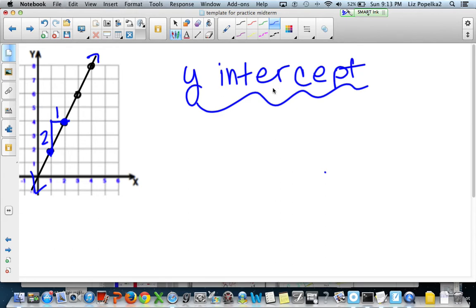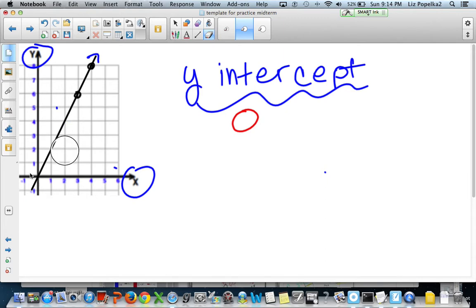Well, a y-intercept on a graph kind of means the same thing. Hopefully we know that this line right here is our x-axis, and this line right here is our y-axis. The y-intercept is wherever the graph intercepts the y-axis. So on our example graph, the y-intercept would be right here because this is where the graph intercepts the y-axis. So the y-intercept for this graph would be 0 because that's where it hits the y-axis.